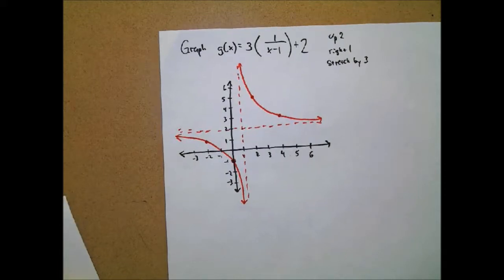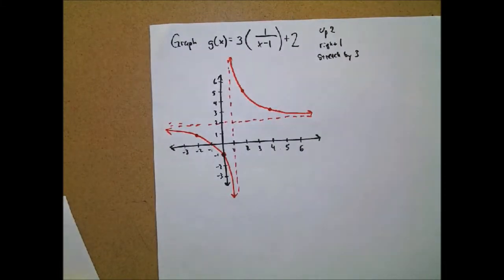Now, question. Does this graph have a y-intercept? Yes, it does. Does this graph have an x-intercept? Yes, it does. Why now? Well, we shifted things around. So sometimes you can have intercepts and stuff like that.